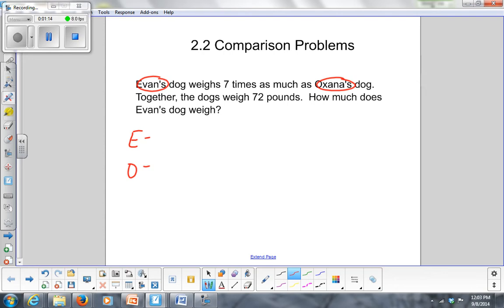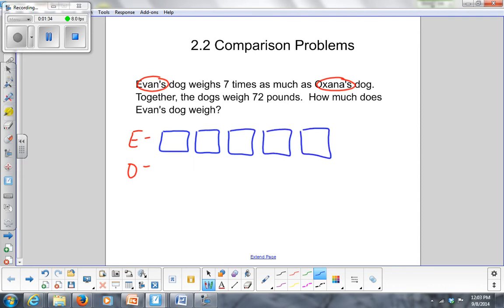So how many boxes or how many dogs does Evan have? Okay, so how many boxes do I need to draw? 7 boxes, right? Each box is going to represent a dog.